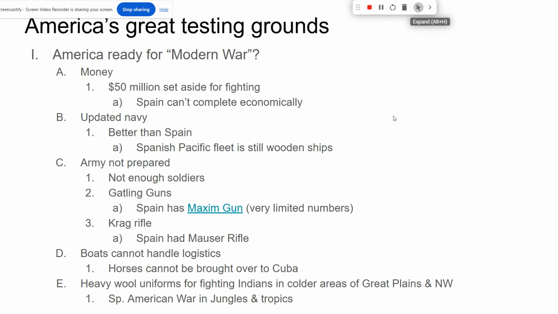Additionally, American soldiers were wearing heavy wool uniforms, blue uniforms, designed to fight in the Great Plains during the winter months. We were headed to fight in a tropical jungle in the summer. It was not a good combination.